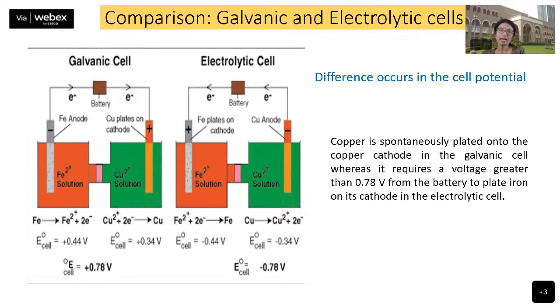So if I compare a galvanic and an electrolytic cell, the difference is in the cell potential. In a galvanic cell, the E0 cell is plus 0.78 volt, whereas in the electrolytic cell it is minus 0.78 volt. So very easily you can make out that delta G is negative over here, whereas delta G is positive over here. And to drive this particular reaction, you need to apply some sort of energy.